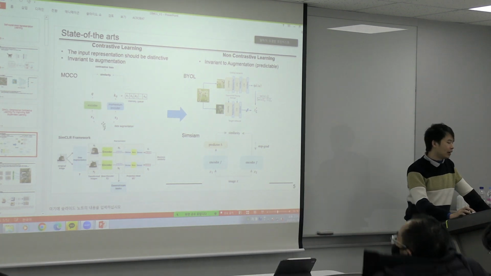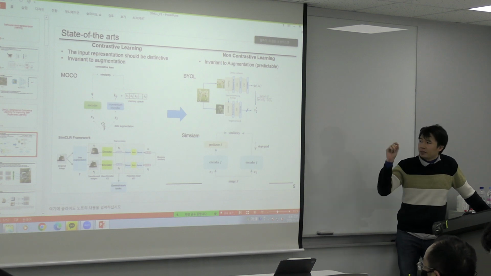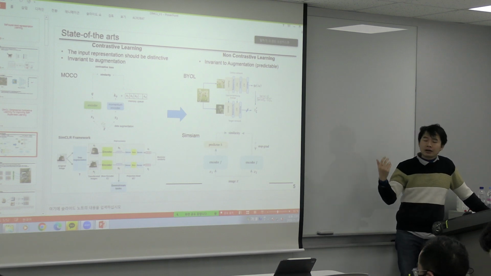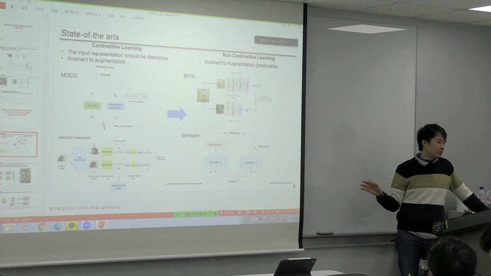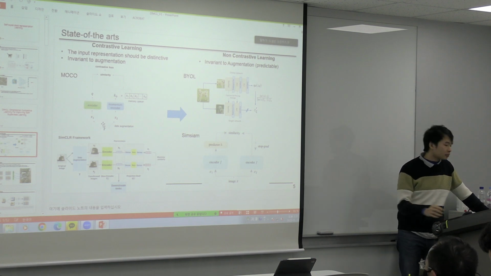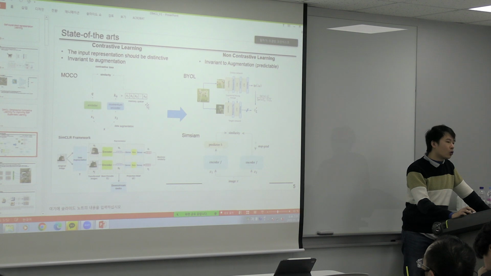So in the batch we have n images. We consider the first image, and the second to the n-th images are negative samples, and the representations of the negative samples are negative keys. And contrastive learning tries to make the query equal to the positive key and different from all the negative keys.